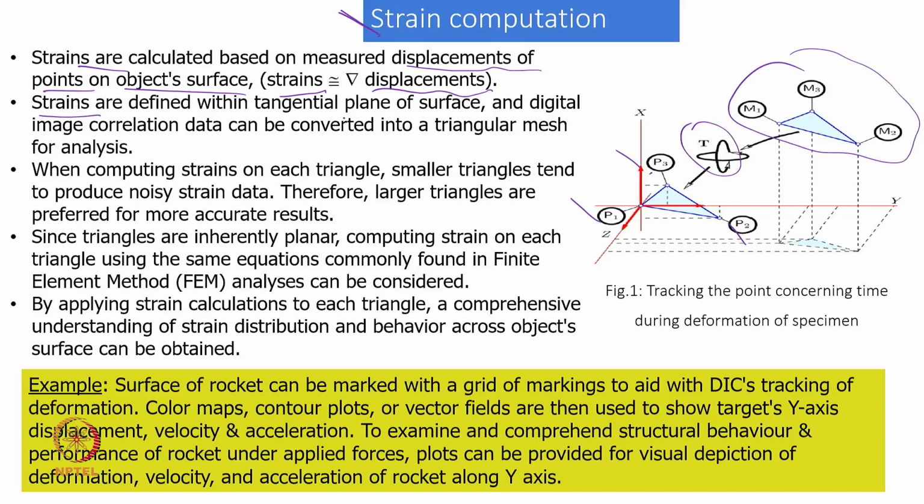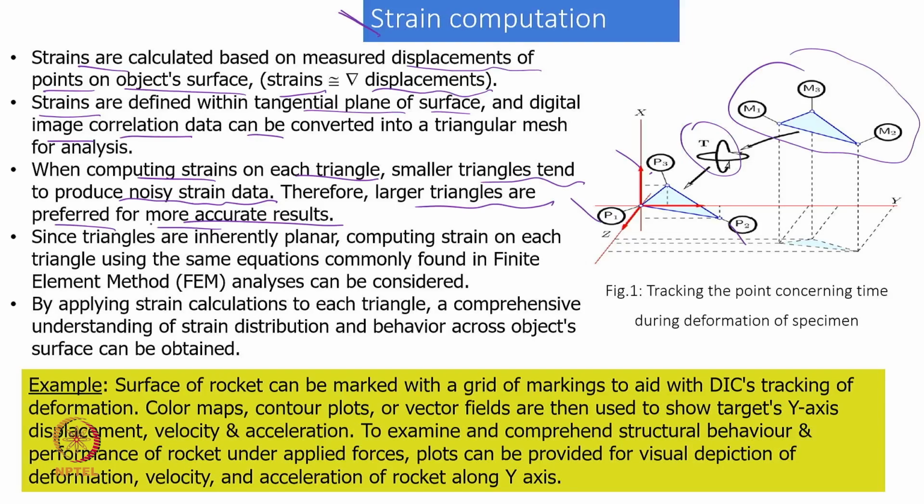So, strains are defined with a tangential plane on the surface from the digital image correlation data, and it can be converted to a triangular mesh if you are using one. However, the difference between finite element and this method is that in finite element we go with smaller and smaller mesh. In this case, it is generally given that if the triangle size is slightly bigger, then the noise level will be reduced, and that will be far better. So, when computing strain on each triangle, smaller triangles tend to produce noisy strain data. So, we try to keep slightly bigger triangles compared to finite element, and therefore the larger triangles are preferred for more accurate results.